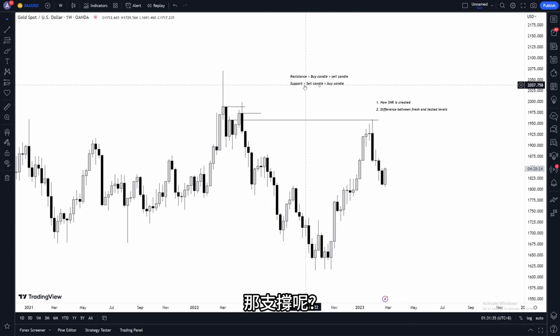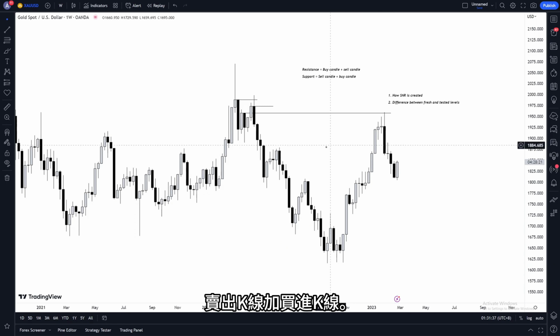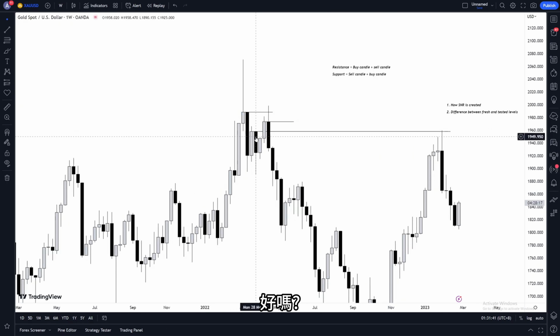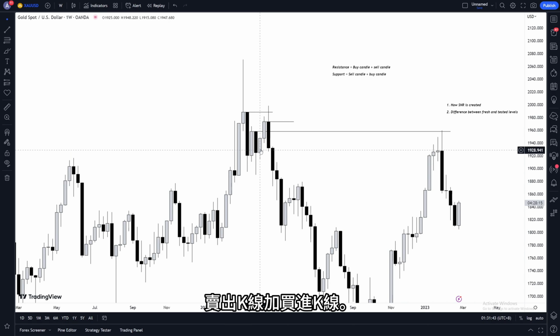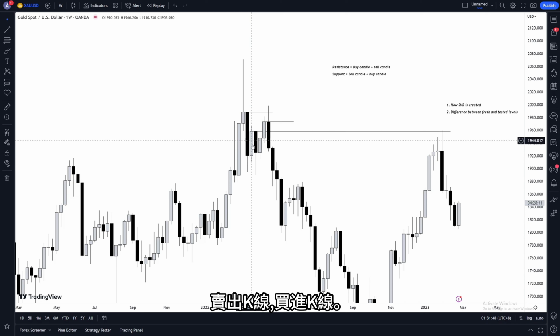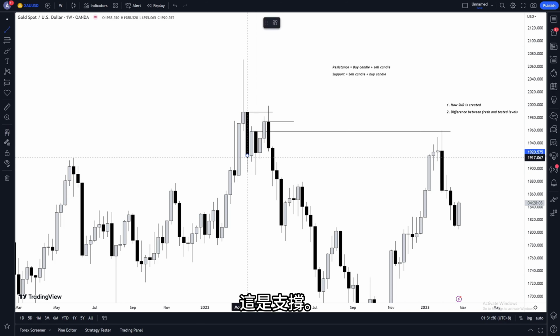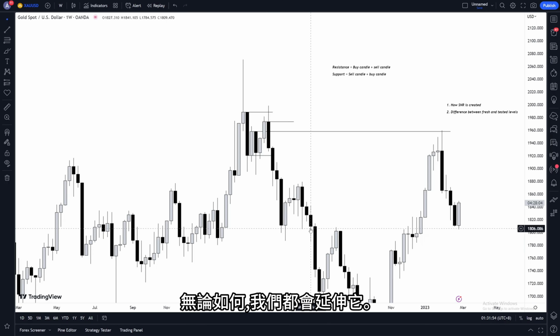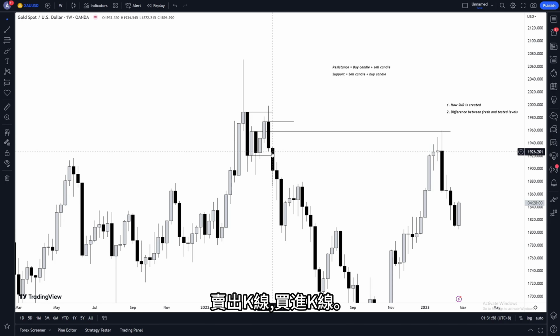Now, what about support? Sell candle plus buy candle. I'm going to just draw you random supports right now. Okay? Sell candle plus buy candle. And if you're wondering, yes, you're right. Sell candle, buy candle. This is support. Again, if it's fresh or not fresh, we'll get to that in just a second. We're going to extend that out anyway. Sell candle, buy candle.